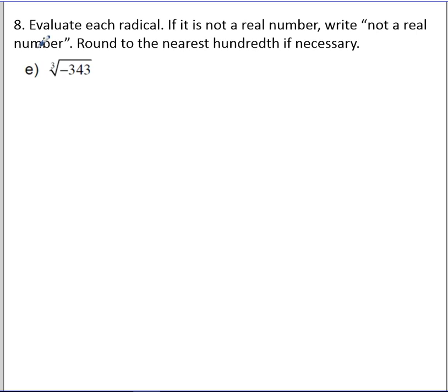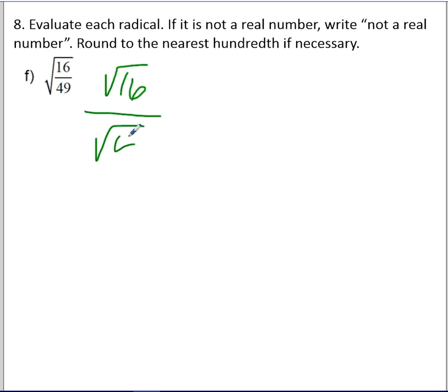For E, we have the cube root of negative 343. So again, negative, but the 3 is odd, so we're okay. We can do that. And it takes negative 7 times itself 3 times to get you negative 343. Square root of 16 over 49. We're going to separate those and do the square root of 16 and the square root of 49 separate. The square root of 16 is 4. The square root of 49 is 7. So our answer is 4/7.